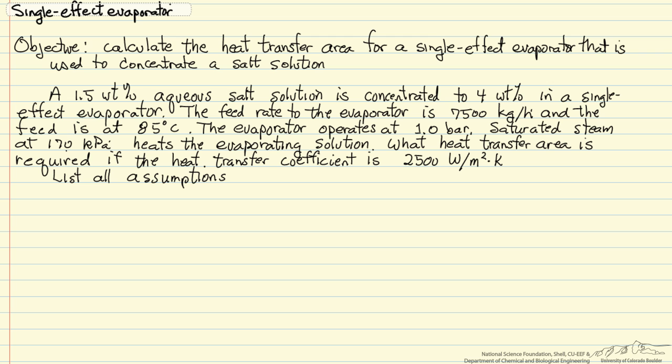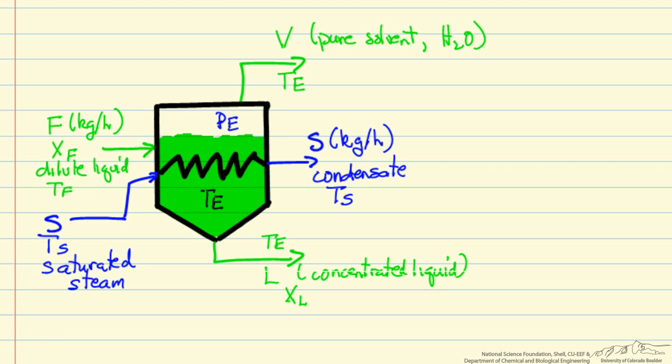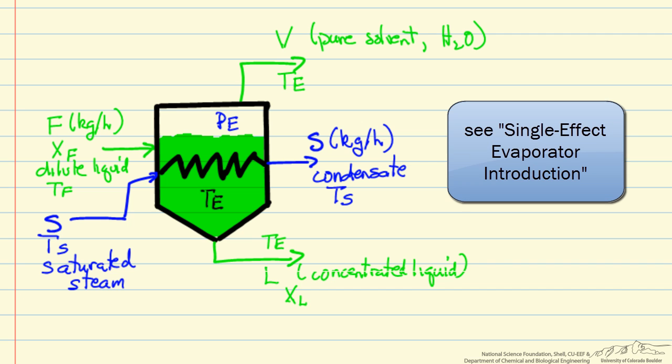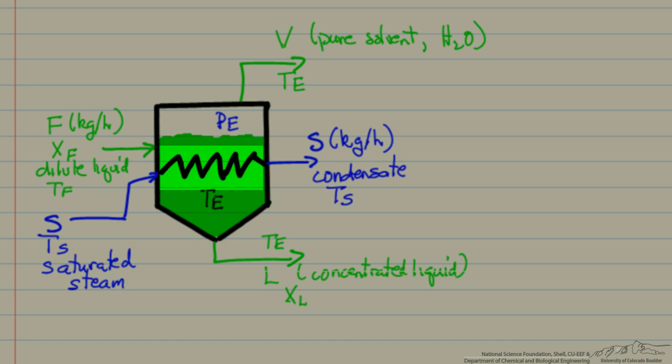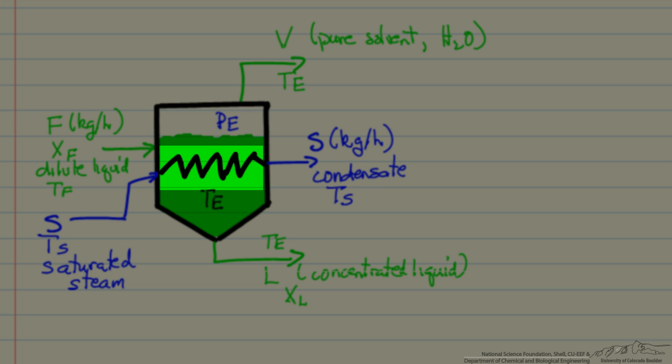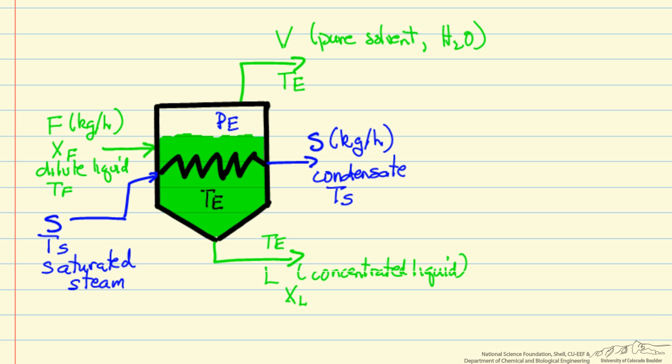So the first thing we do in a problem like this is to draw a diagram and define our variables. So here is a diagram, and the single effect evaporator is explained in more detail in another video. Feeding in saturated steam to the evaporator through some sort of heat transfer coil. So the steam leaving is condensed liquid at saturated conditions. Feed is 1.5% and the feed flow rate 7,500 kilograms per hour.